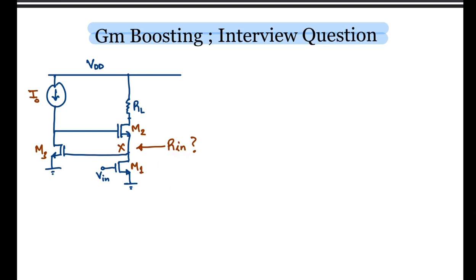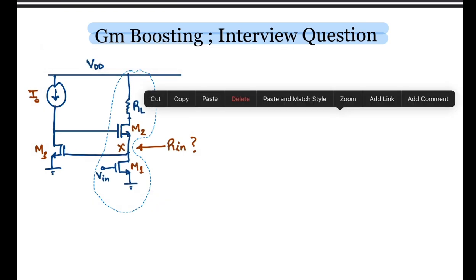This circuit can be easily analyzed by drawing the small signal model, but let's look at a neater way to analyze it. Let's digress for a bit and look at another circuit.